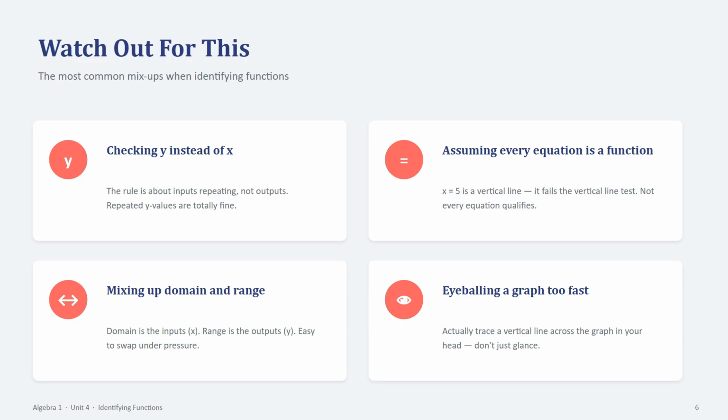Another is mixing up domain and range. Domain is the input, which is x. Range is the output, which is y. It's easy to swap them under pressure.